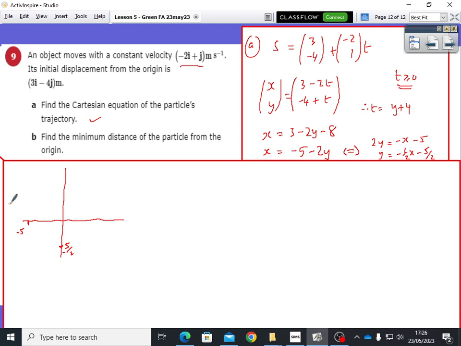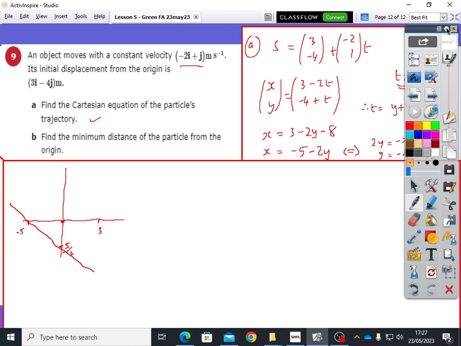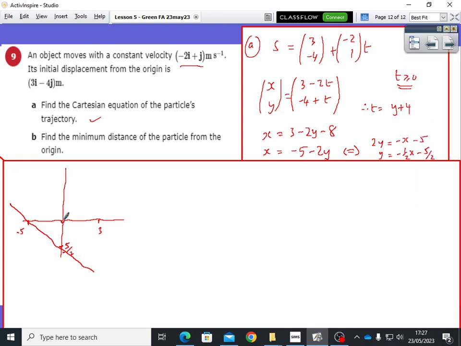Okay, and the trajectory is going to go like that, passing through, going that way, and it stops at 3 here. But it carries on this way. Okay, so let's have a look here. Now the shortest distance from the origin here to this line, I'm going to put this in a different color now, blue, is going to be the perpendicular distance from here to here.